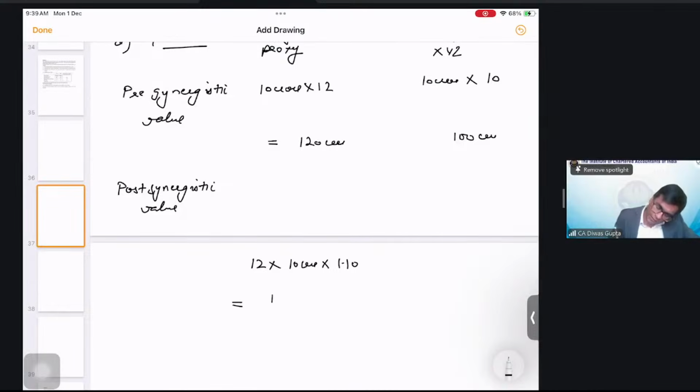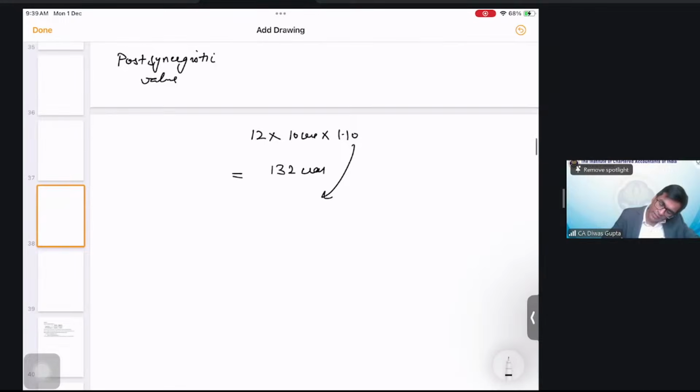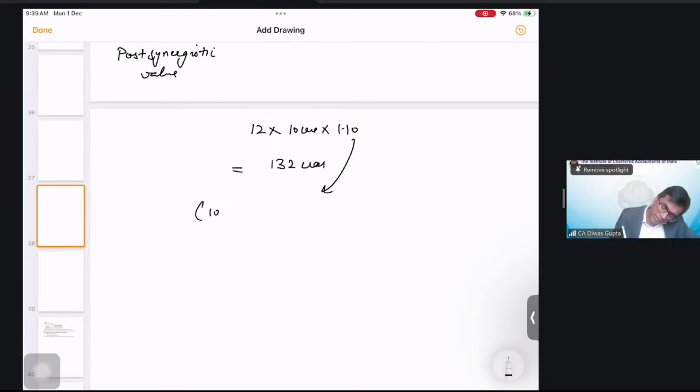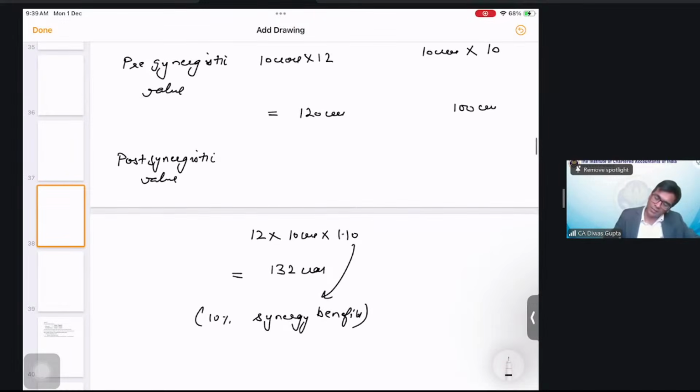So it becomes 132 crores. How we have arrived at it is, this is 10% synergy benefits, right? And here it will be 10 times multiplied by 10 crores into 1.1, which is actually 110 crores.